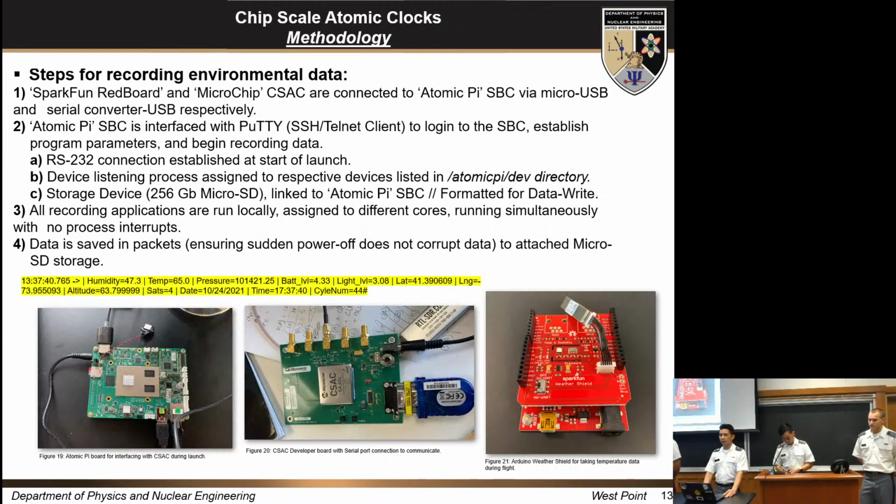Alrighty, so dealing with methodology. These are essentially the steps that we take to deal with the technicalities of the electronics for being able to detect gravitational time dilation. Going through the steps rudimentarily, we have our Atomic Pi, which is labeled in figure 19 on the left there. It's essentially the single board computer that takes all the data, records it, and stores it.